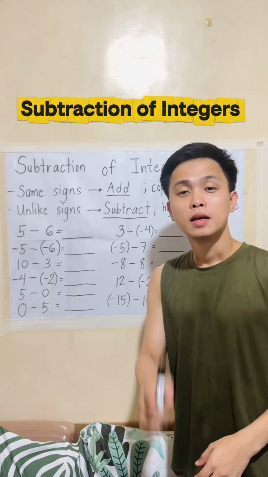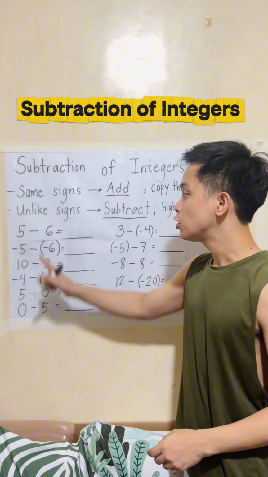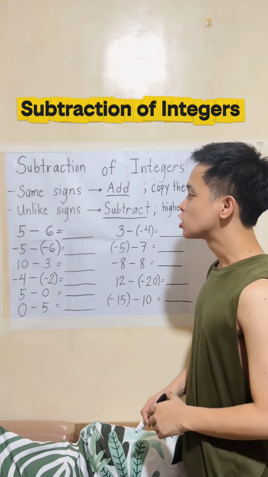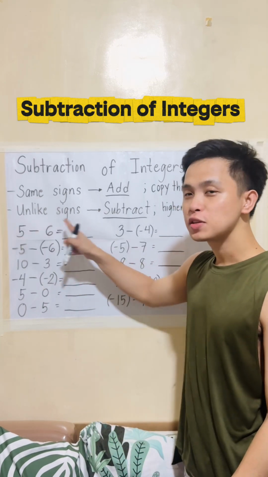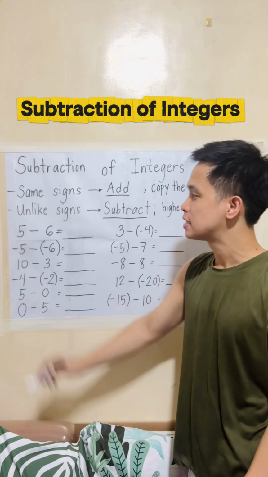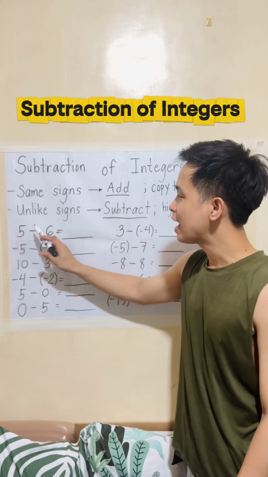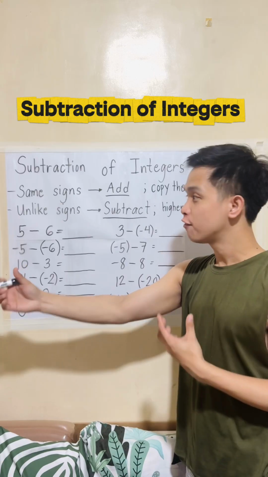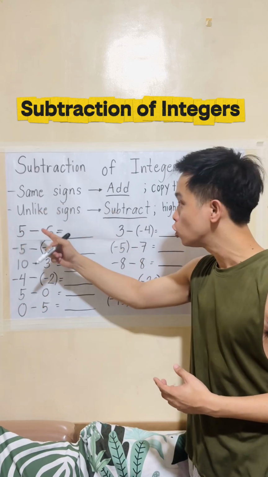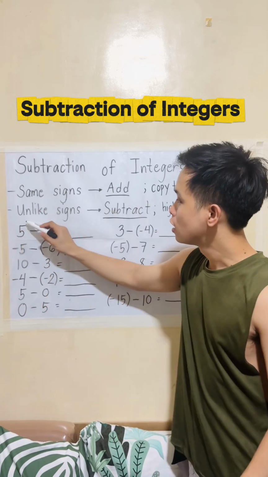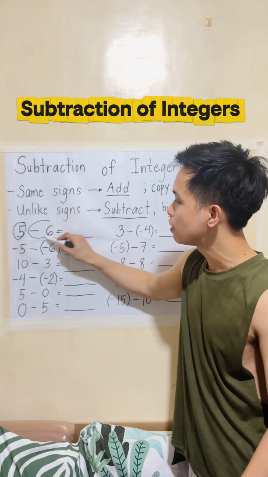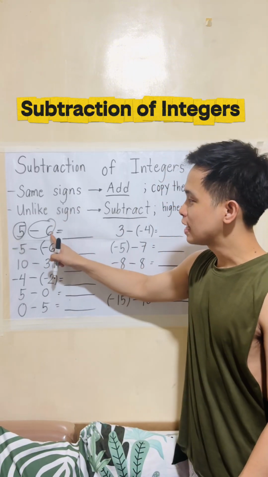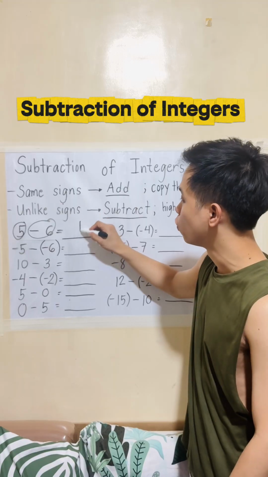absolute value. My technique in subtraction, I use the minus symbol as the sign of the number next to it. So in this case, 5 minus 6, this also means positive 5 and negative 6. So positive, negative, unlike signs. So what do we do? We subtract the numbers. So positive 5 and negative 6, unlike signs again, subtracting the numbers, 6 minus 5 is 1.